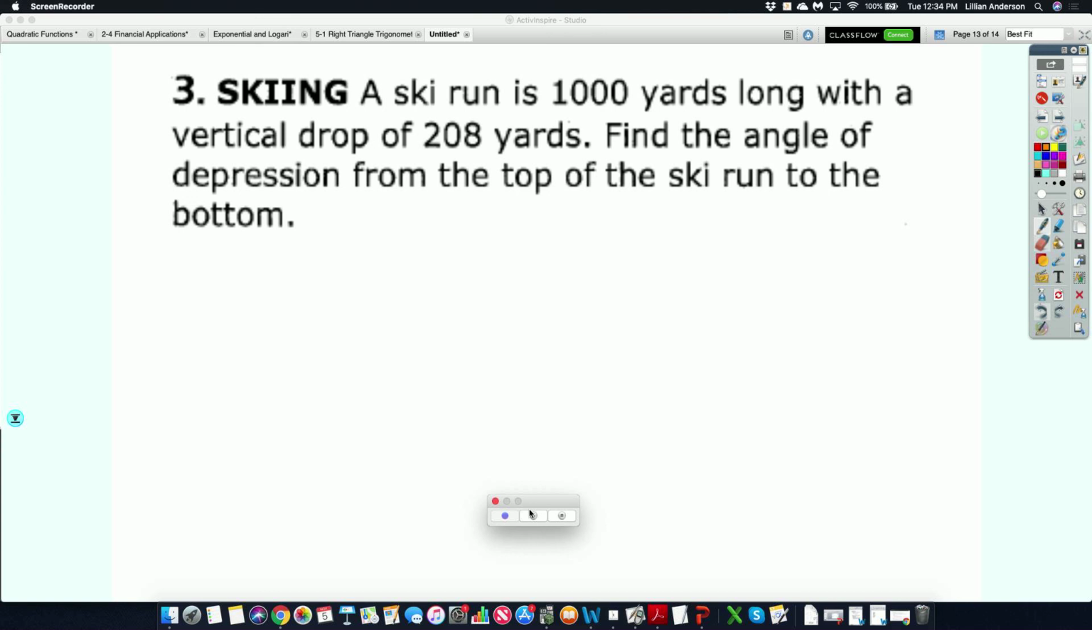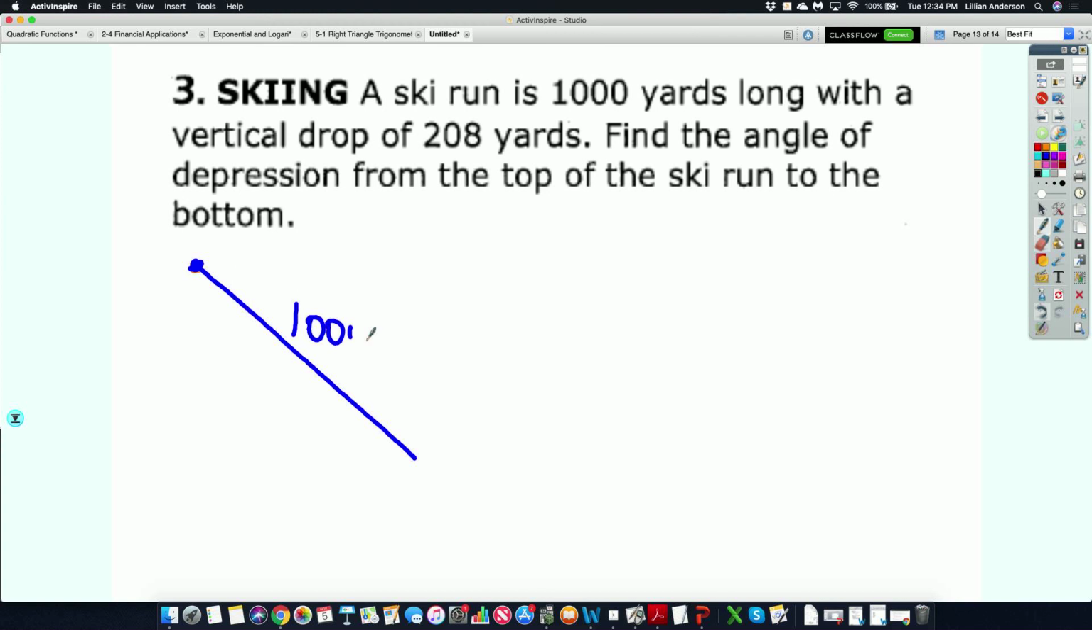All right, let's go over these. A ski run is 1,000 yards long with a vertical drop of 208. Find the angle of depression from the top of the ski run to the bottom. So again, when the person gets out of the little ski lift, they hit the ground and then continue to go down the hill. That is the ski run. That is 1,000. Vertical lines are ones that go straight up and down. That right there is your 208. There's the right triangle we have created.